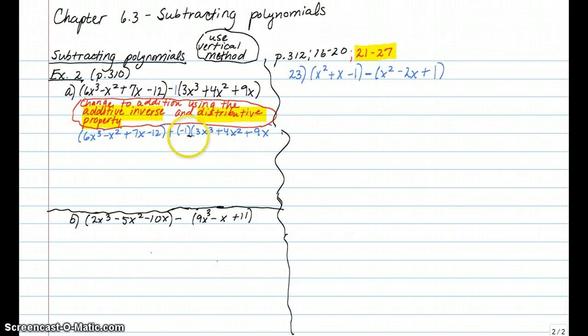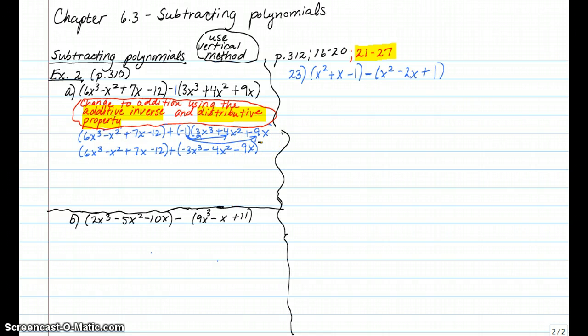Now here's where you use the distributive property. Negative 1 to 3x cubed, negative 1 to 4x squared, and negative 1 to 9x. So we bring down 6x cubed minus x squared plus 7x minus 12, just coming along for the ride, bring down the plus sign. Negative 1 times 3x cubed is negative 3x cubed. Negative 1 times 4x squared is minus 4x squared. Negative 1 times 9x is minus 9x.